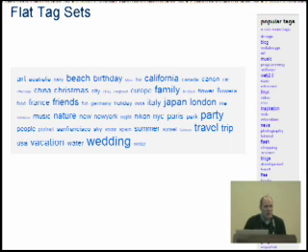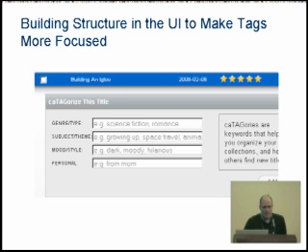Flat tag sets are a problem, and we've been experimenting with ways to build hierarchy in tags themselves. One way of doing that is to build structure in the interface in which tags are actually collected. In this example, we used labels associated with three or four tag elements, and the results were actually quite interesting.